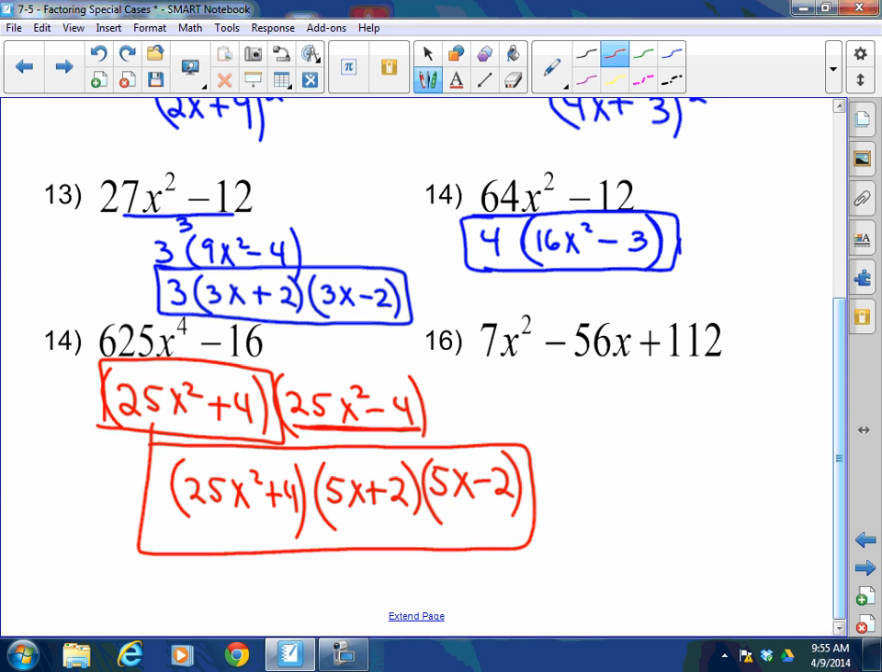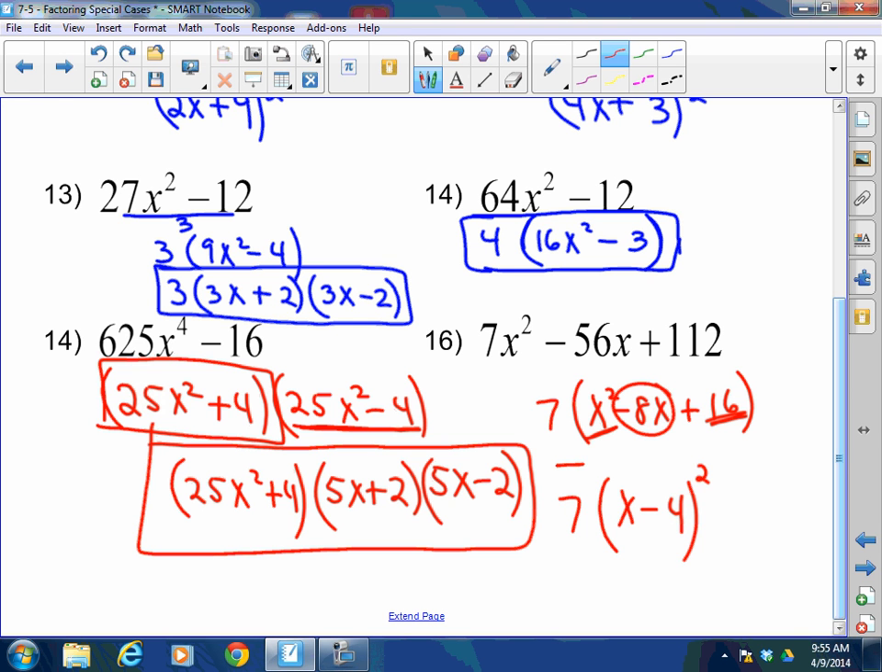Is 7x squared a perfect square? Okay, is 112 a perfect square? No. Can I factor a GCF? 7, very good. Giving me x squared minus 8x plus 16. Now, is my first term a perfect square? What's the square root of x squared? Is my third term a perfect square? What's the square root of 16? Okay. What's 4 times x times 2? 8x, but there's a negative, so what do I do? Put a negative and square it.